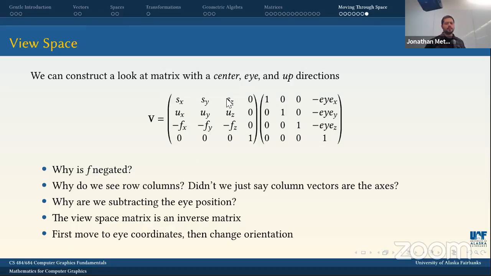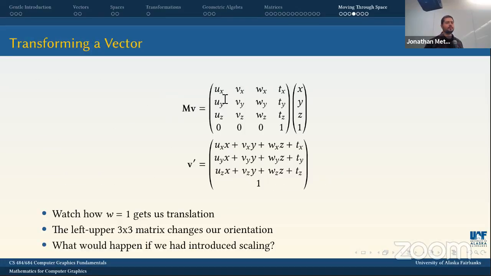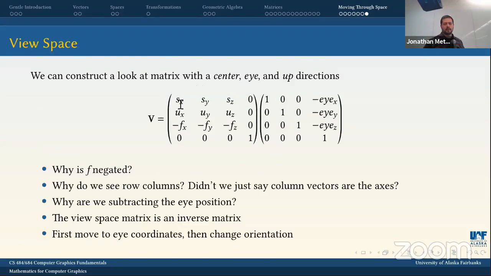But when we look at this matrix here, we see these rows and columns. Like we just said, column vectors. We have this one axis, the U axis, the D axis. These are arranged in columns, and then why are we subtracting the eye position? This should clue us in that something is not a normal matrix. And that's because it's an inverse matrix. So when you look at this particular matrix, it could be confusing, but what it's doing is first moving you to the eye coordinates, and then rotating you around. And this is how you basically use a camera inside of a 3D scene.